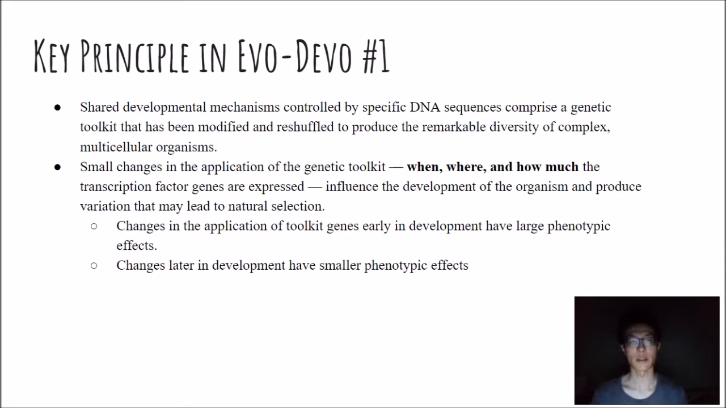So changes in the application of the genetic toolkits can actually have stronger effects on the organisms early on in development, whereas later on in development, it might not have as big of an effect on the phenotype of the organism. When you think about it from a developmental standpoint, I think it makes sense that if you're making changes early on, you can have a longer lasting impact, whereas if you're making changes later on, you're going to have less impact. So that's something that's fairly critical for our concept in Evo Devo. And I think in general developmental biology, that should also make a bit of sense.